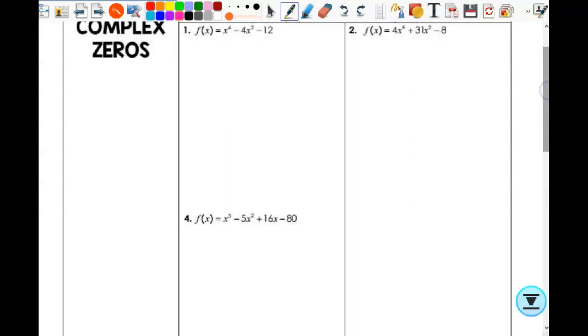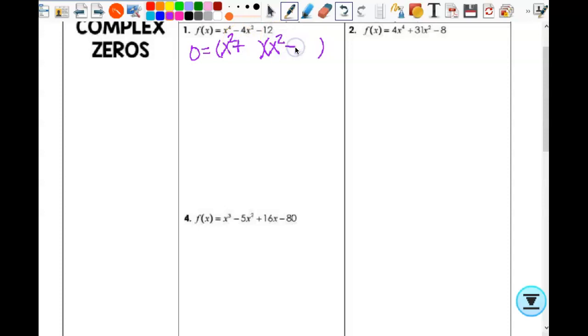So we're going to do just a little bit more quick factoring, and I am going quickly through the factoring because we should be pros at factoring. This is a fourth degree polynomial, but it's set up like a quadratic, so we can treat it like a quadratic. So 0 equals, I can start here because a is 1, so I know I have x squared and x squared. 12 is negative, so the signs are opposite.